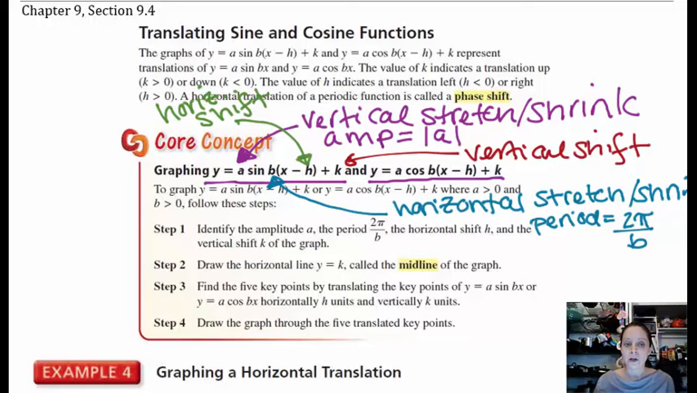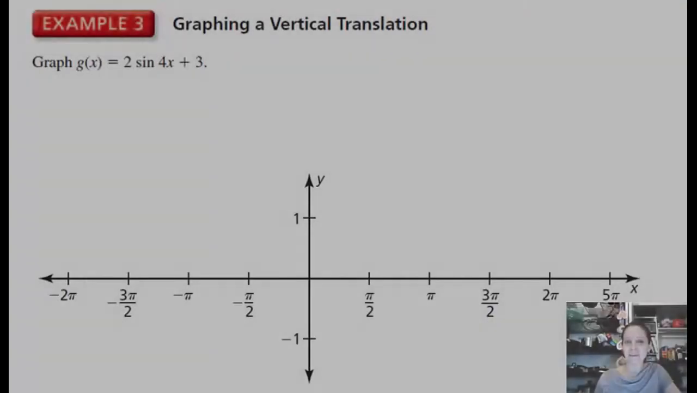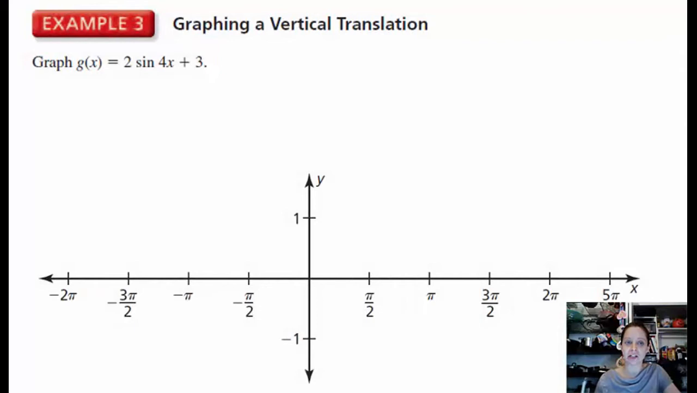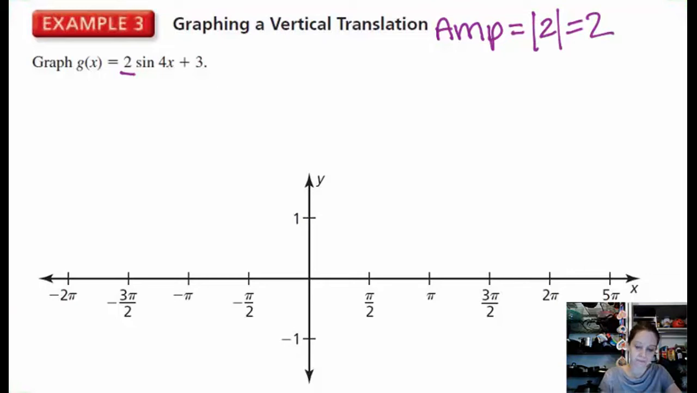Okay. And now we are going to, in the next two examples, graph sine and cosine functions. We're going to follow the 4 steps outlined below. Example 3, graphing a vertical translation. Graph g of x equals 2 sine 4x plus 3. So step number 1, identify the amplitude A. Here's the A value. So the amplitude is the absolute value of A. The absolute value of 2 is 2.